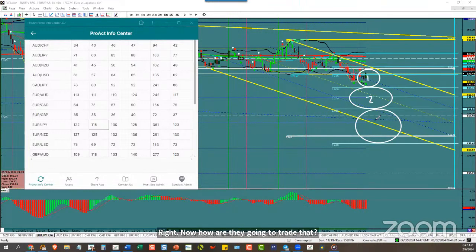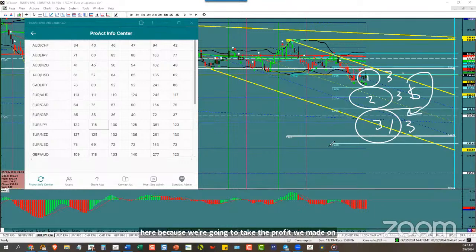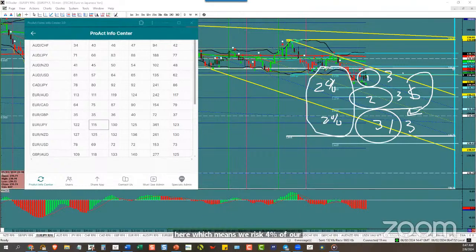1, 2, 3: 1/3 of my lots, 2/3 of my lots, and 3/3 of my lots here, because we're going to take the profit we made on these two right here. So we're not risking our money, and we're going to risk it all here for the target. Now, if that happens, we risk 2% up here. We risk 2% on here, which means we risk 4% of our margin today, but never more than 2% at any one time. Never risk more than 2% of your account. That way you always have 98%.